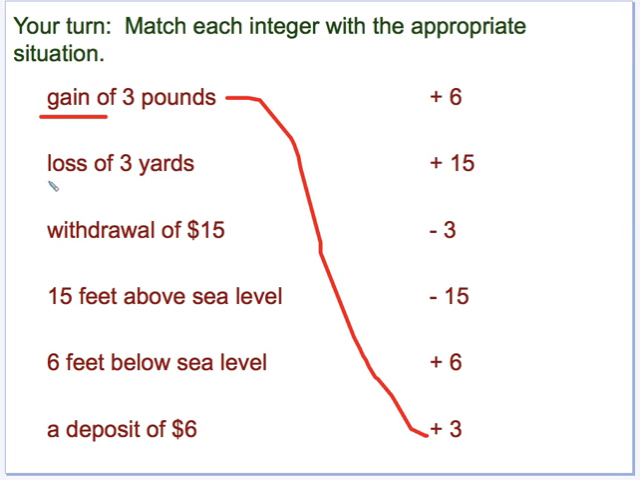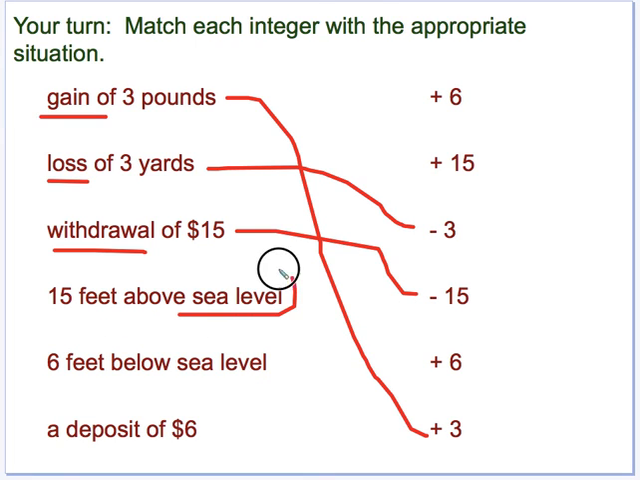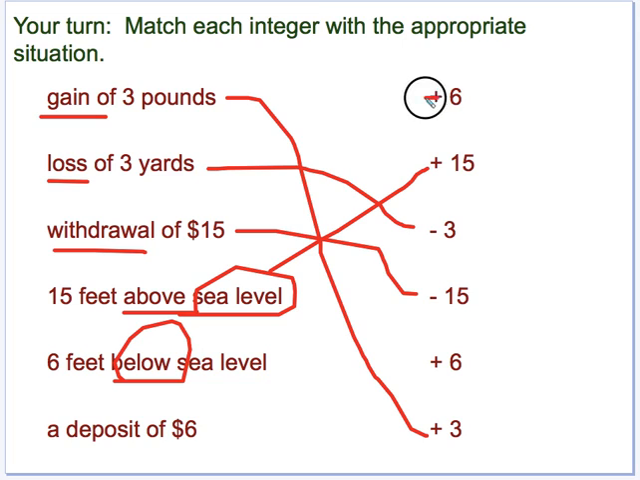All right, so a loss of 3 yards, that one should be pretty clear. You've lost something, which is pretty negative. A withdrawal of $15. Withdrawal also means a negative. 15 feet above sea level. Whenever we're talking about sea level with integers, above is a positive integer and below is negative. Negative 6. And then finally, a deposit of $6. So if you've got $0 in your account and you do a deposit of $6, you've got positive 6.